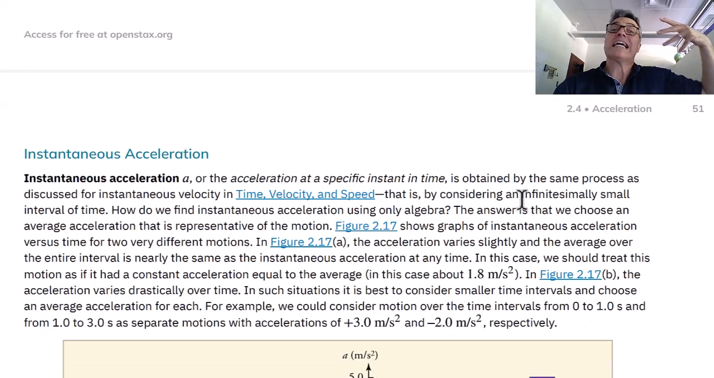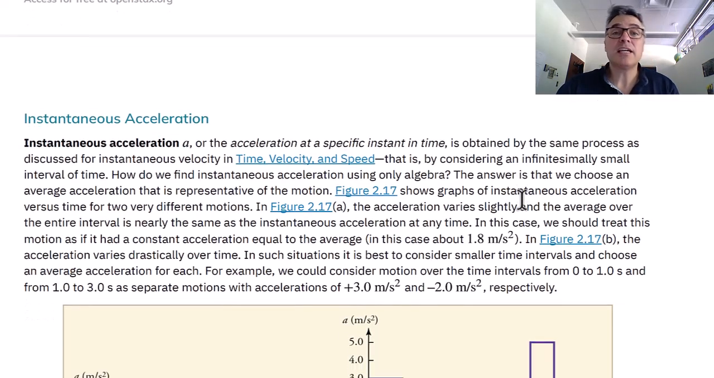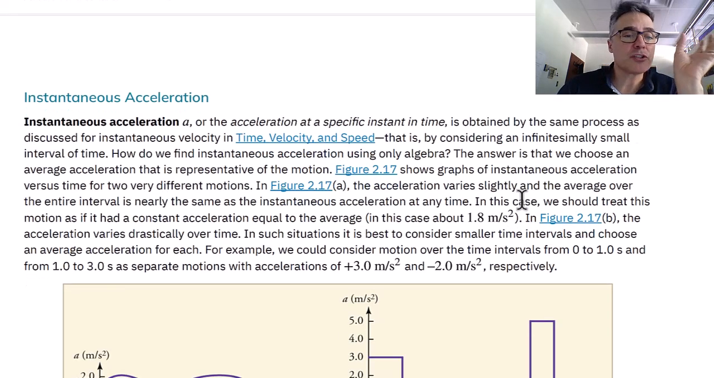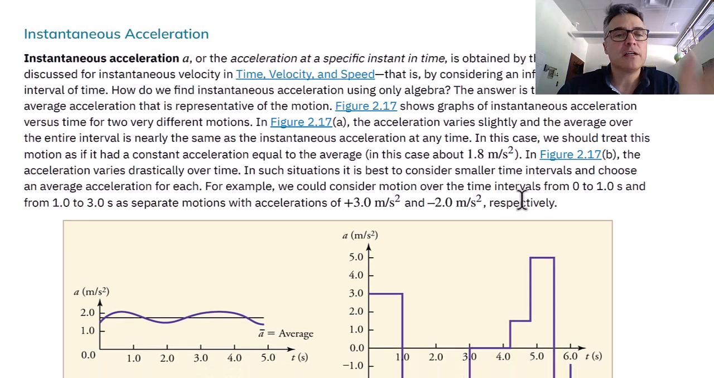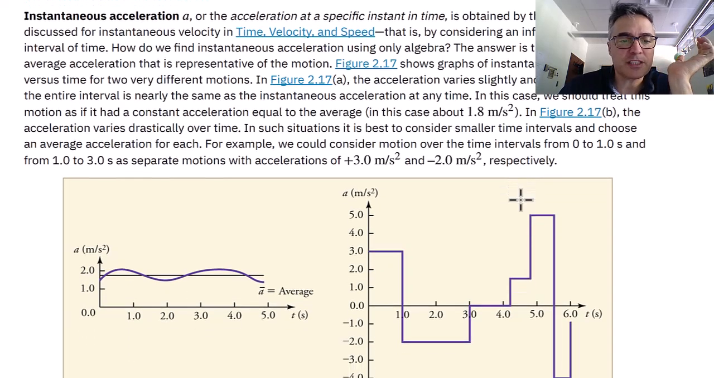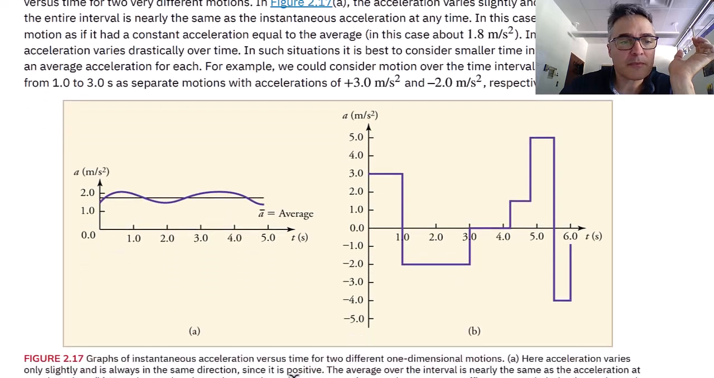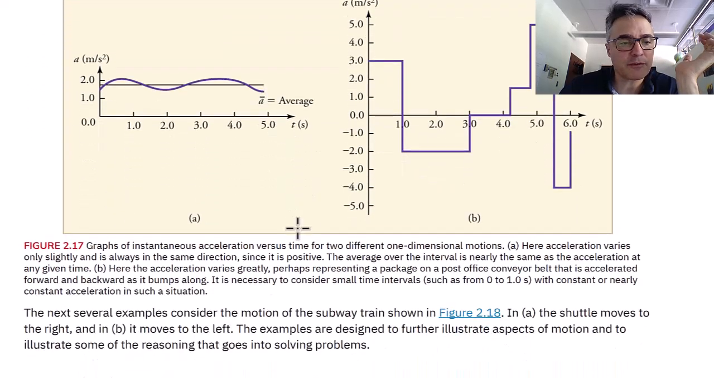Just as there was instantaneous velocity as opposed to average velocity, there's also instantaneous acceleration. It's just the average acceleration, but over a very small delta t. So it turns out to be the acceleration at a specific instant of time, and you can graph instantaneous acceleration versus time.